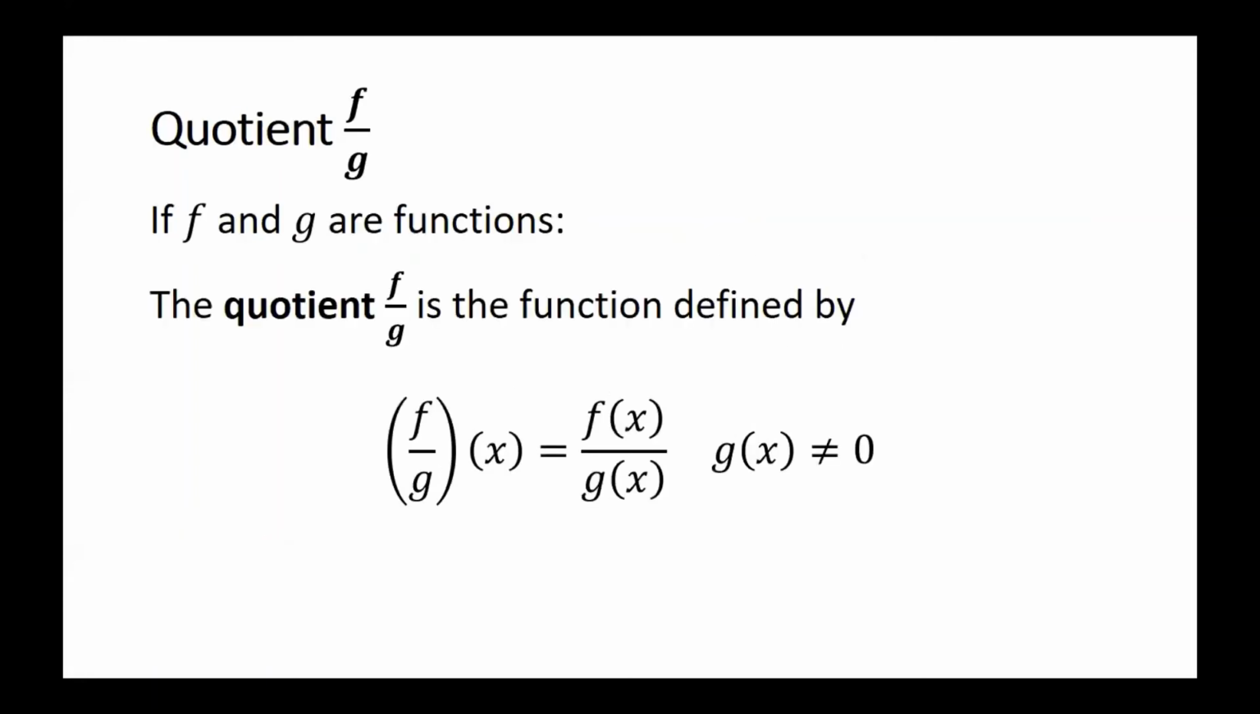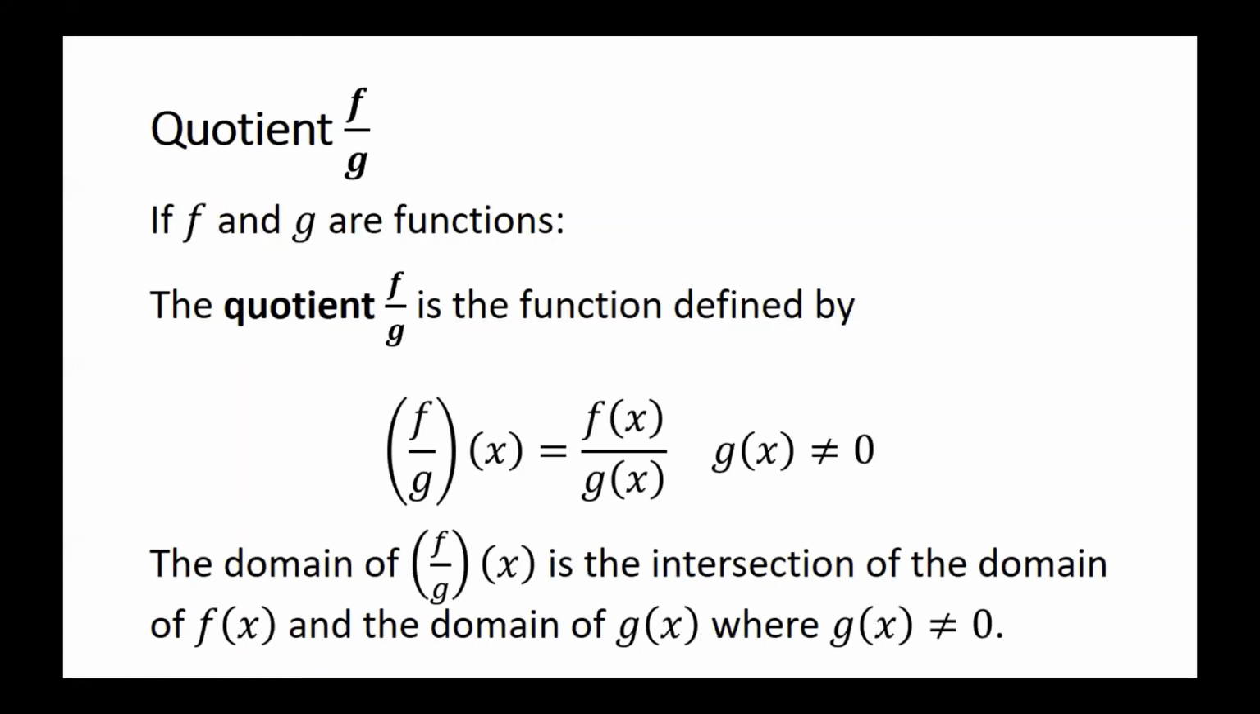Quotient, f divided by g. If f and g are functions, the quotient f divided by g is the function defined by f divided by g of x is equal to f of x over g of x, where g of x is not equal to 0. Remember, we can't divide by 0. So what this does is add a restriction onto the domain of the quotient: it's the intersection of the domains of f of x and g of x, but also we can't allow g of x to be equal to 0.